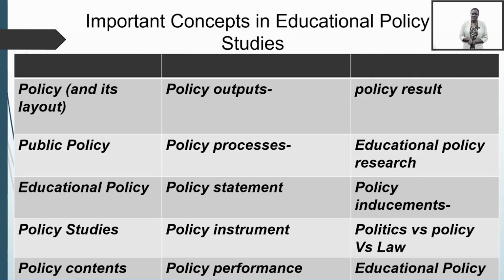We are also talking about educational policy research, which is a very important concept, because in the science of education policy making processes, we are talking about evidence-based policy making, whereby we should think about developing our policies based on research. We're also talking about policy inducements. You remember we discussed during our sessions, an example of it includes the capitation grants that are given by the government to support our secondary schools.